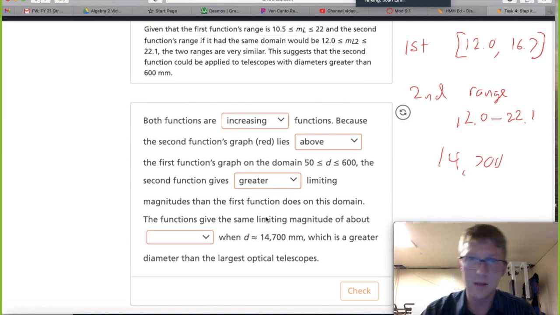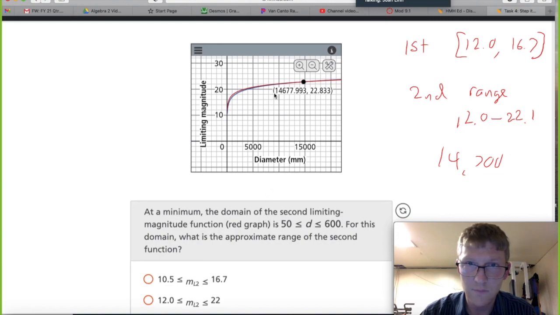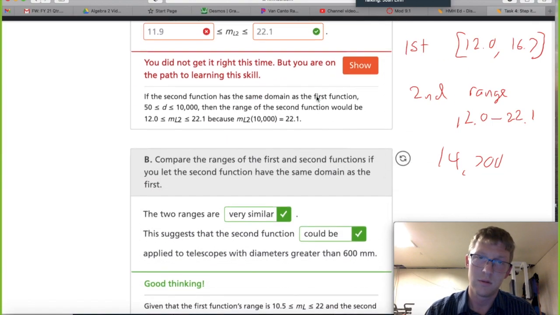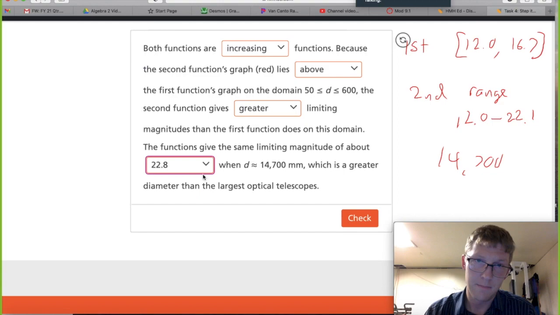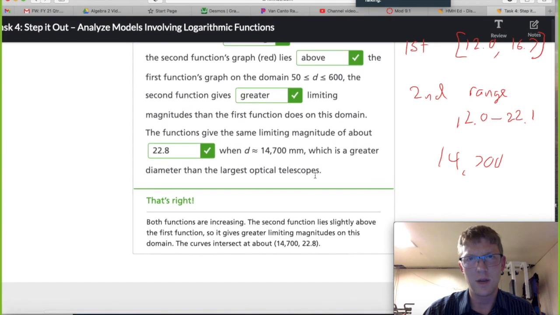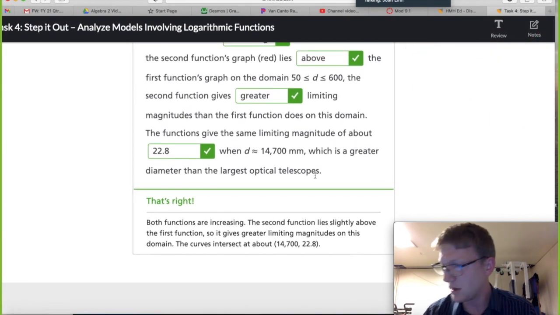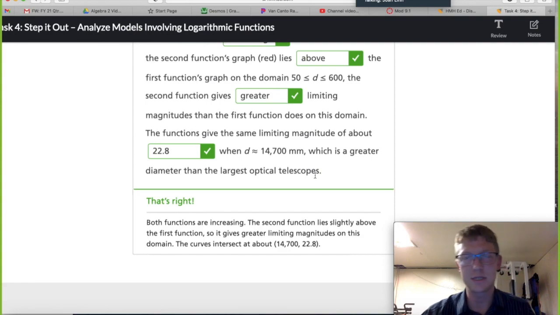So let's look at that. Let's see if their picture helps us. 14, close enough, 22.8, which is a greater diameter than the largest optical telescopes. So there you go. That was kind of a weird, convoluted example, but it's just a matter of comparing the two functions together.